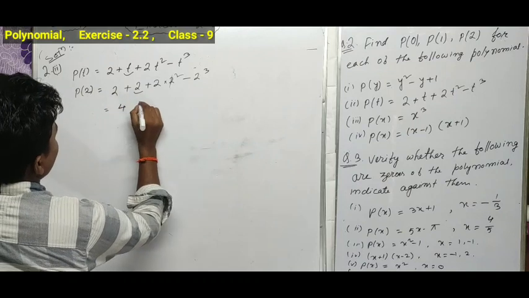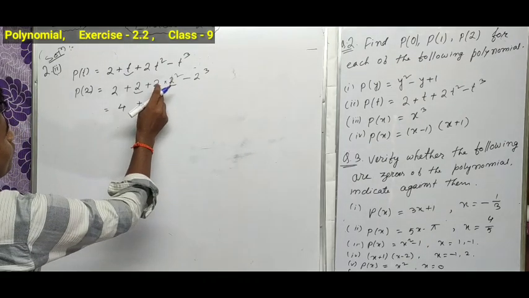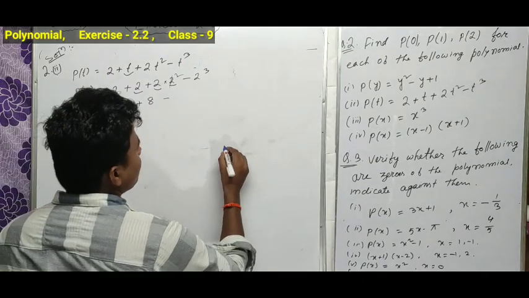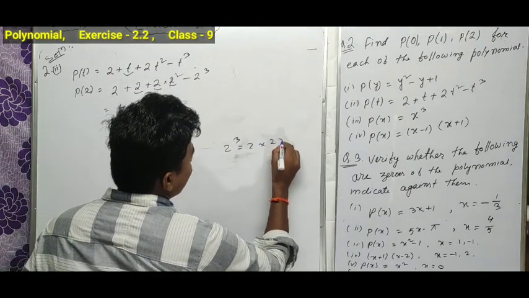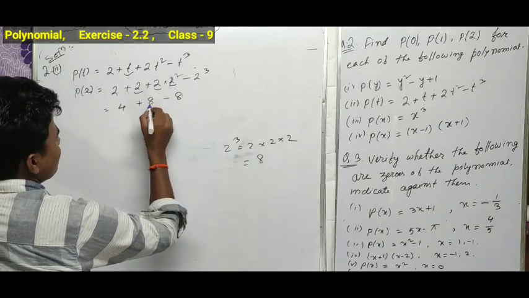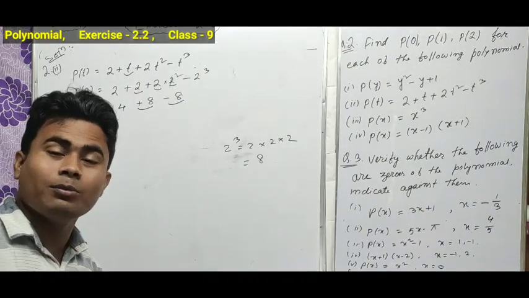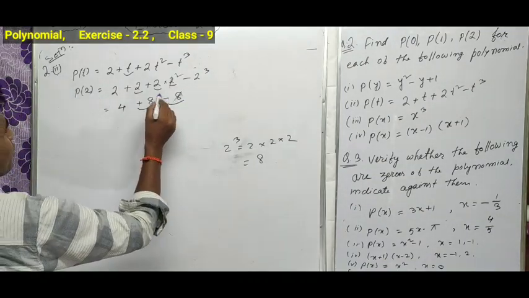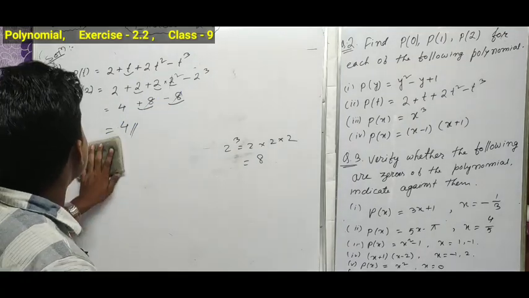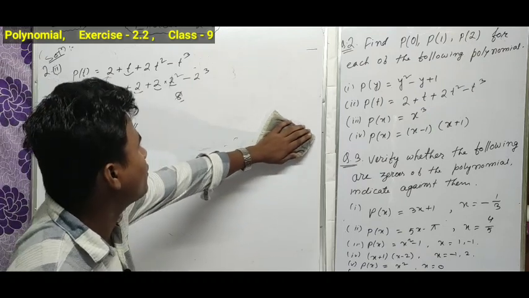Next, 2 plus 2 is 4, plus this 2 square. 2 square means 2 twos are 4, and 4 twos are 8, minus 2 cube, which means 2 into 2 into 2, 8. You can see this is plus 8, this is minus 8. If you have 8 rupees in your hand, and you give me 8 rupees, then nothing will be present. So we can cut it directly. This 4 will come. This is the solution of question number 2. Hope you understood.